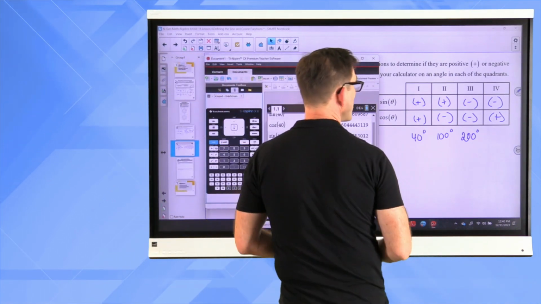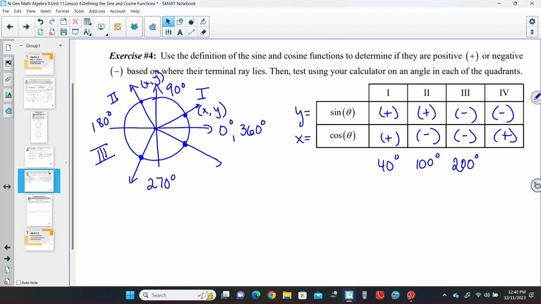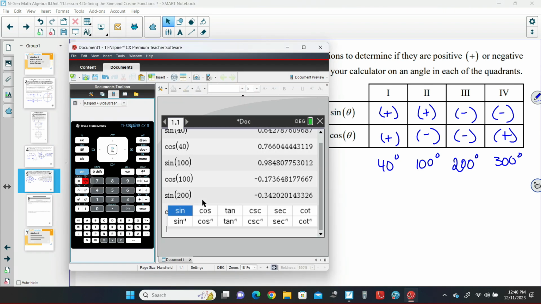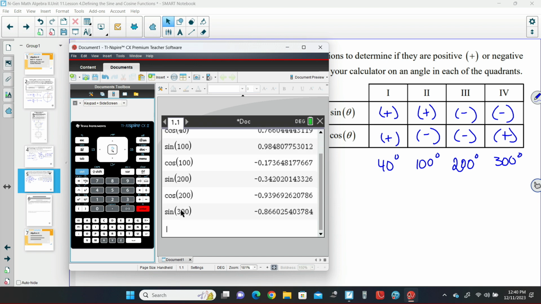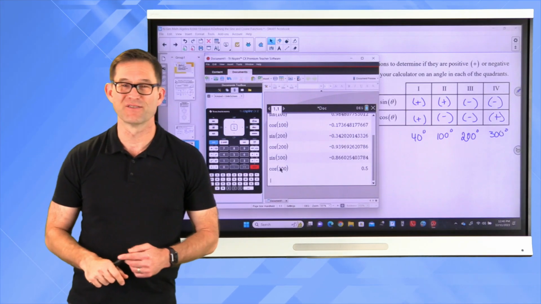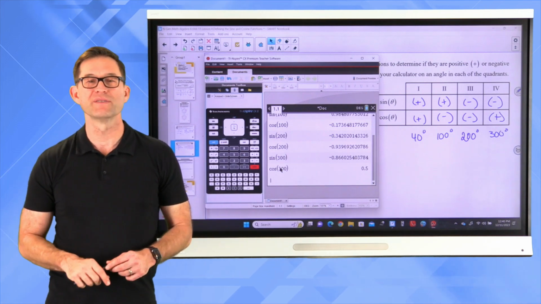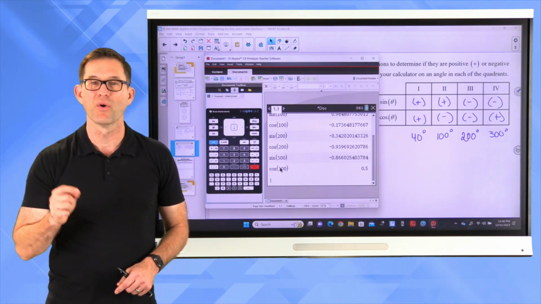Then for the fourth quadrant, between 270 and 360, I like 300. These are all turning out nicely in terms of hundreds. If I did sine of 300, I'm going to have a negative. And if I did cosine of 300, I have a positive, and a nice positive, 0.5. That's because 300 is one of our special angles; it's a multiple of 60.